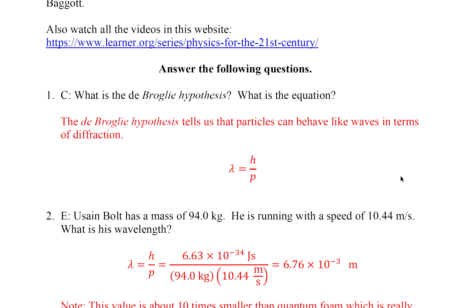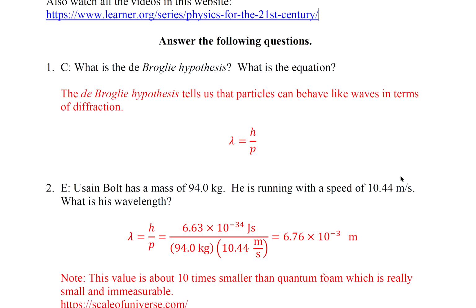Question number 1. What is the de Broglie hypothesis? What is the equation? The de Broglie hypothesis tells us that particles can behave like waves in terms of diffraction. So the wavelength of a particle is equal to Planck's constant divided by the momentum of the particle.